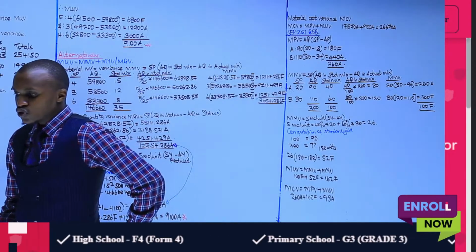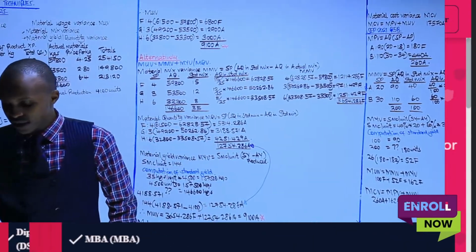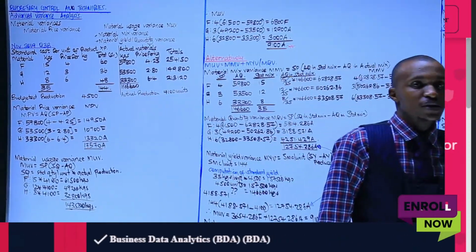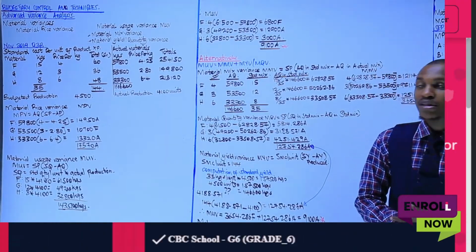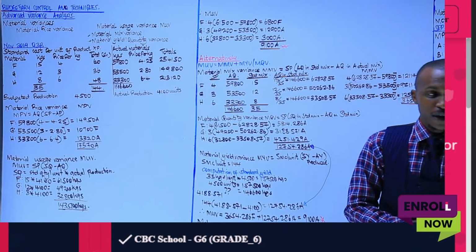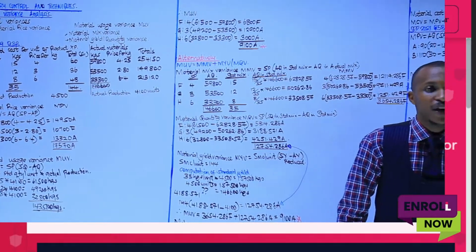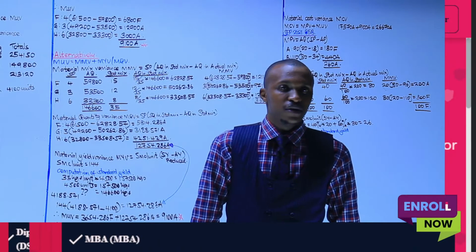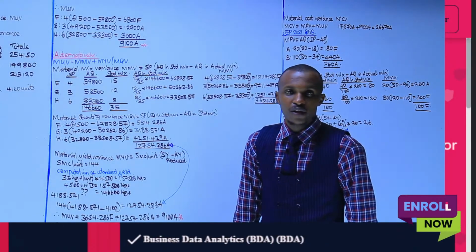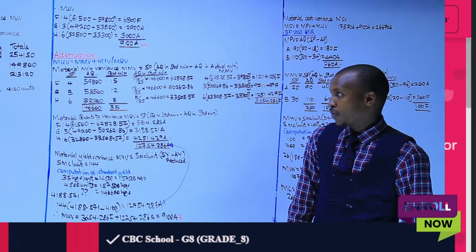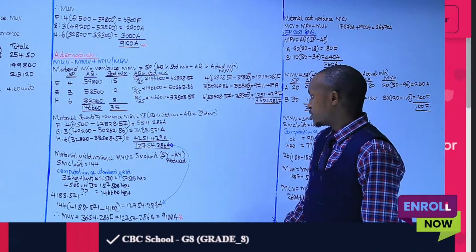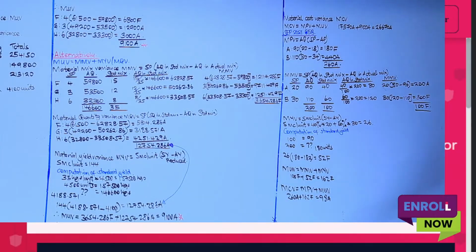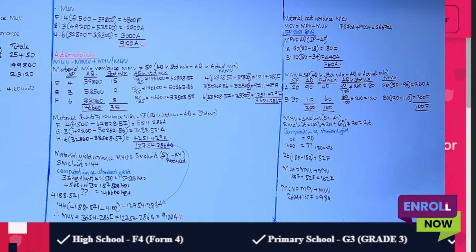Now that we have understood the advanced variances of material, we also should look at the advanced variances of labor, the advanced variances of fixed overheads, and also the advanced variances of sales revenue. Okay. All right. I hope that has been clearly understood.